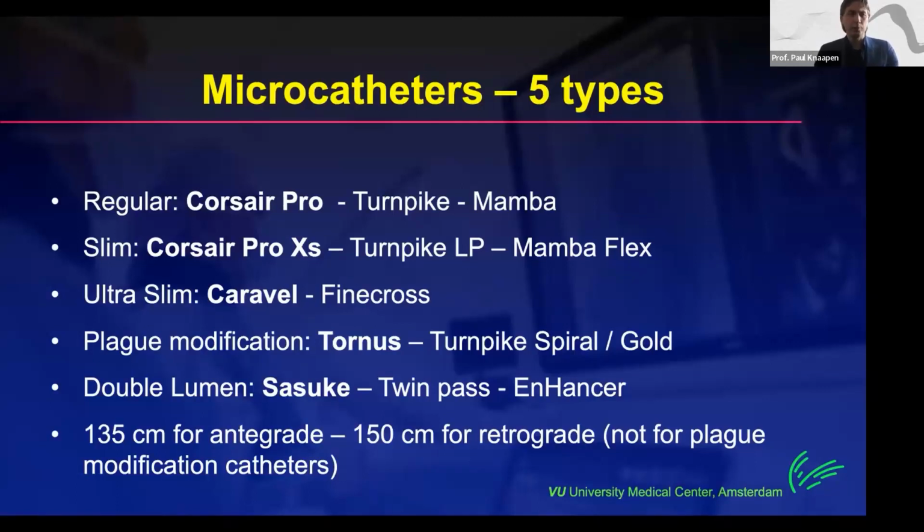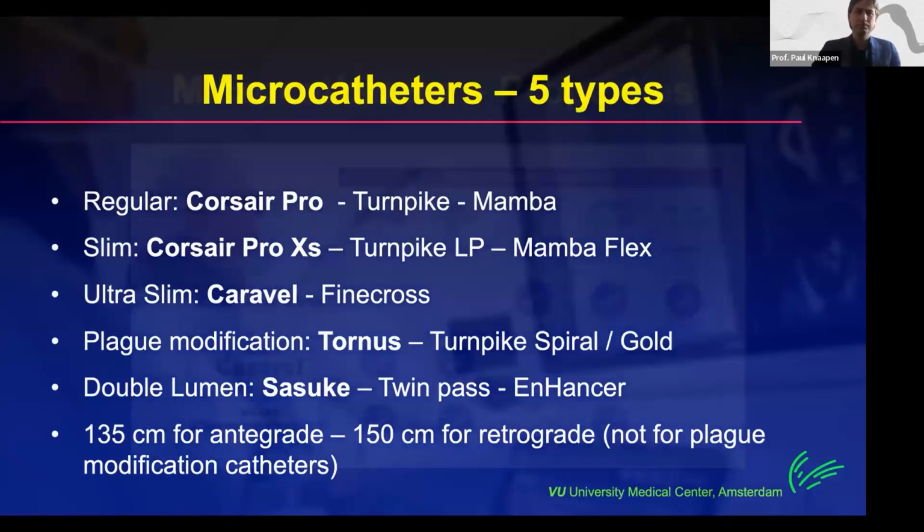It goes without saying that we need short microcatheters for the Antegrade approach, like 135, and longer ones for the Retrograde approach. Keep in mind, obviously, that the plaque modification microcatheters do not apply for the Retrograde approach.